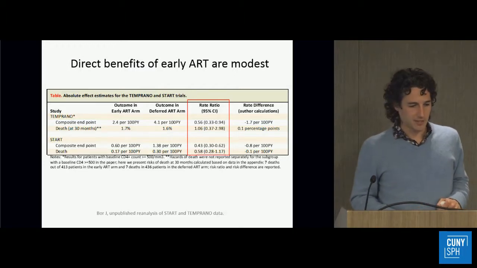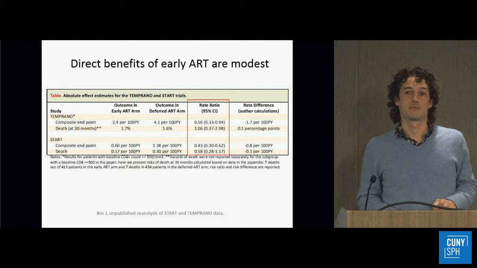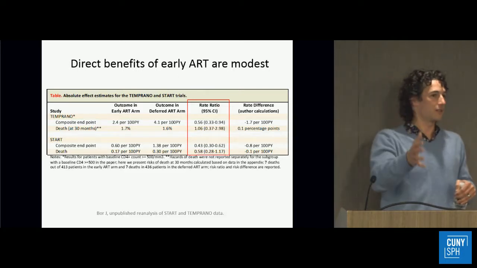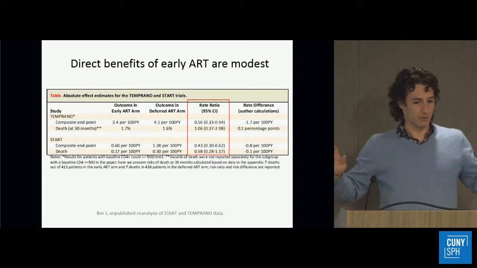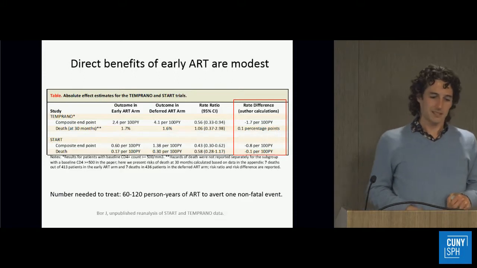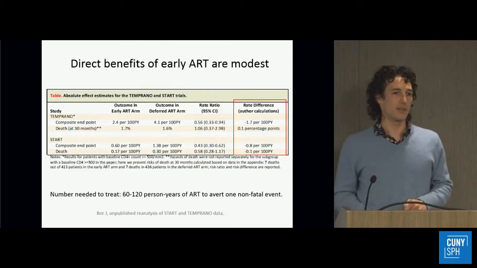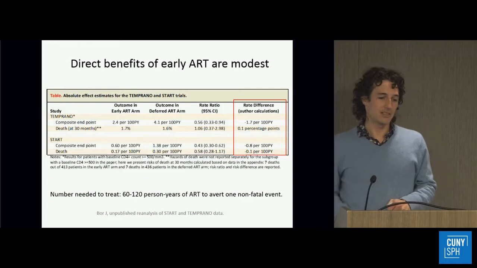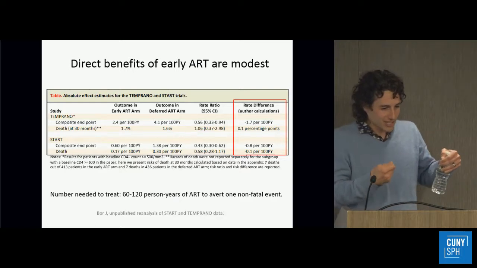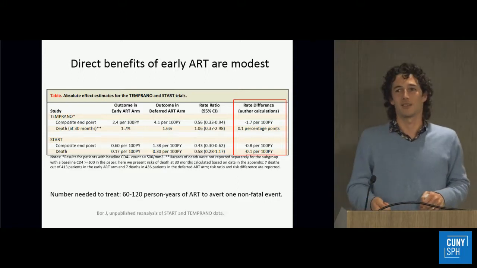So why do some patients not start? Well, the direct benefits of early ART are modest. START and Temprano unequivocally showed that you should, all else equal, start immediately versus defer. That is, I'm not arguing with that. Highly significant relative risks. But the actual underlying magnitude of adverse events here in the control group is fairly low. In fact, you need to provide 60 to 120 person years of ARVs to avert one non-fatal morbid event. And there was no effect on mortality in these studies.